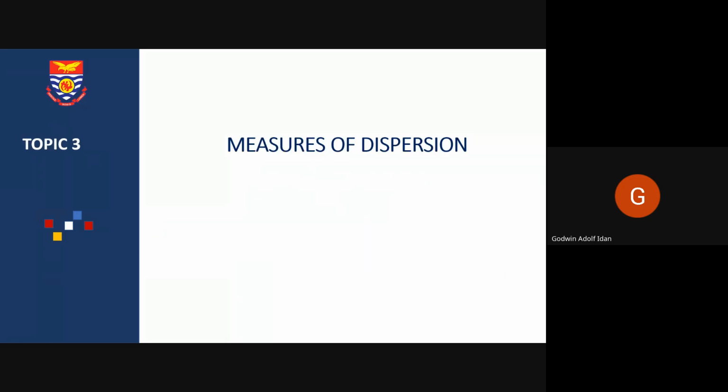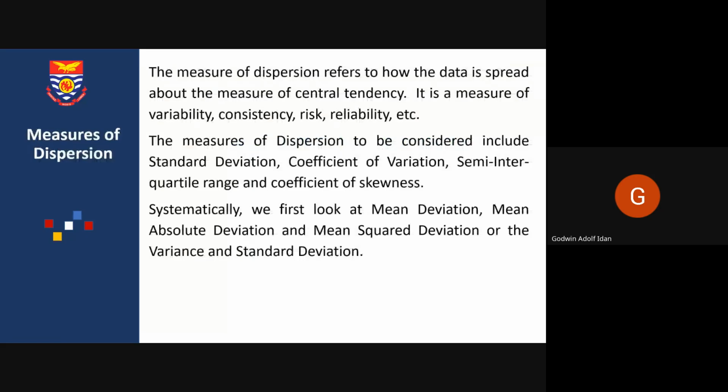So let's now look at the measures of dispersion, and then we can close in the next 30 to 45 minutes. So with measures of dispersion, we are now looking at how each observation moves away from the center.